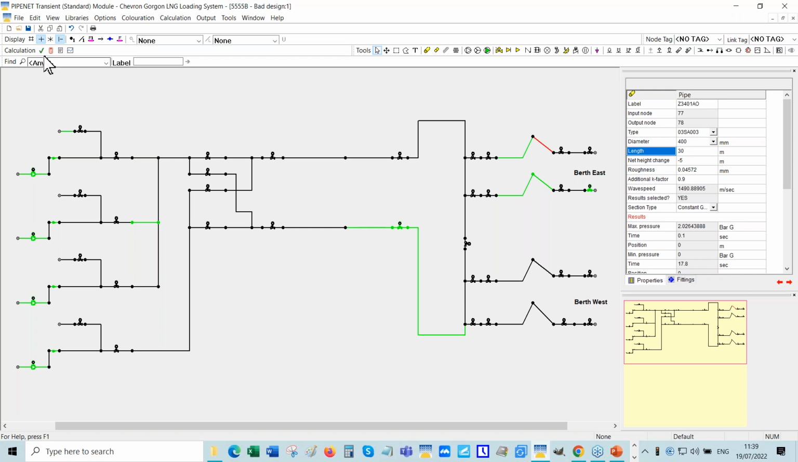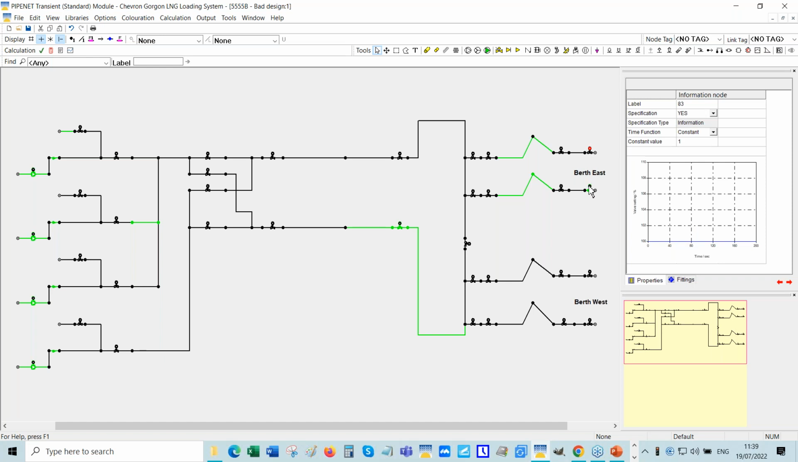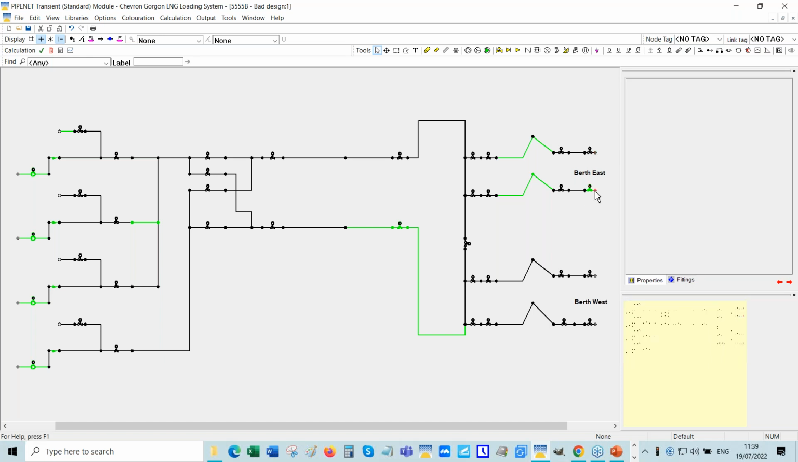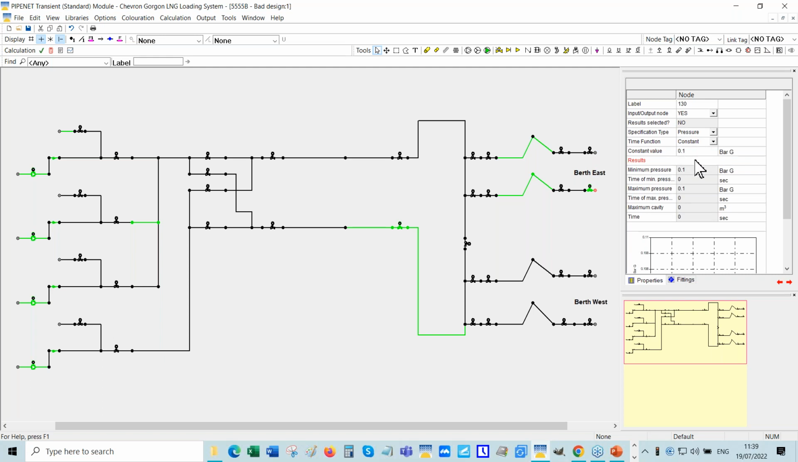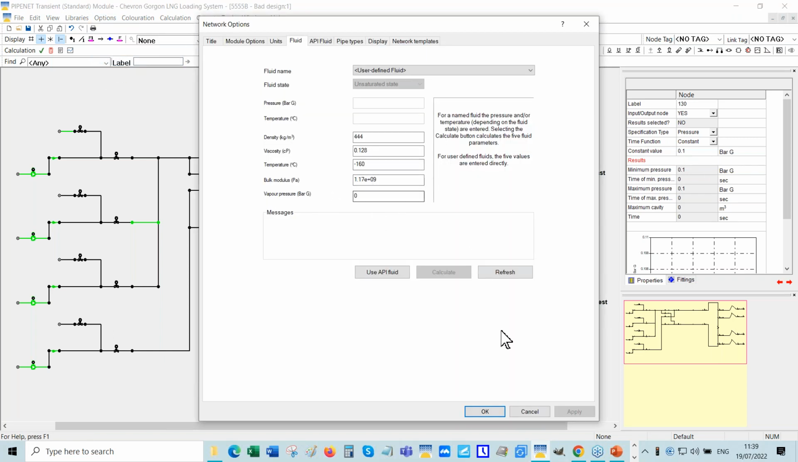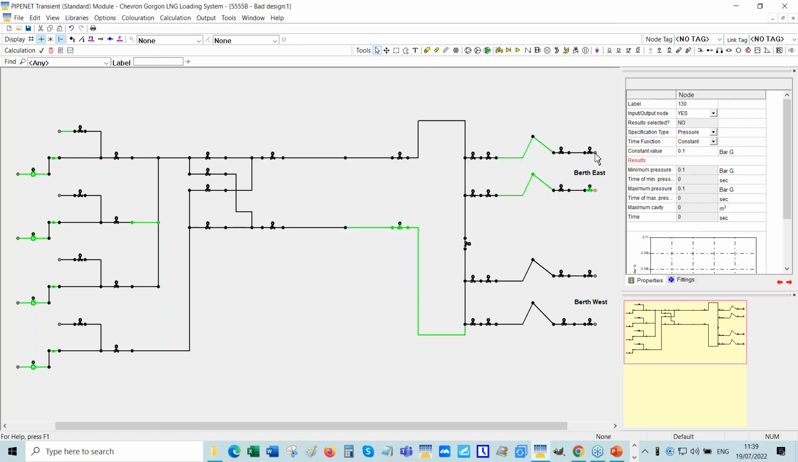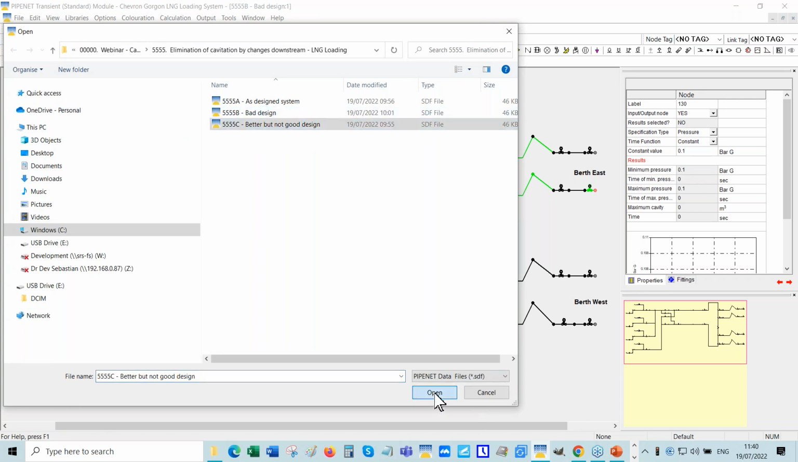Okay, so let's consider a third case, where we close that valve, but leave that at 0.1. I kept it 0.1 rather than 0 because 0 is the vapor pressure of the LNG under the operating conditions. So I'm maintaining a slightly higher pressure because otherwise you'll have complications with the vapor formation constantly in the system. We need to avoid that. That's why I made it slightly bigger than 0 bar gauge. Okay, that's a third model. I said better, but not good design.